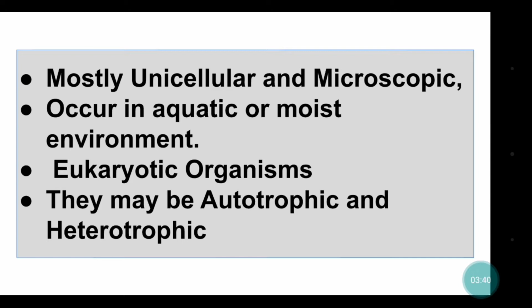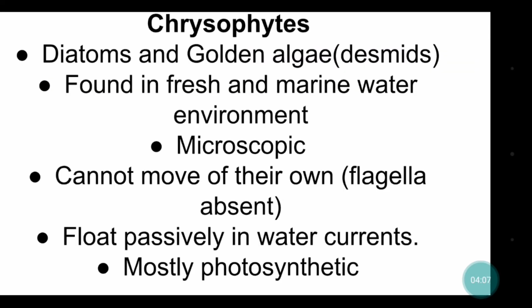And these all organisms are eukaryotic. They may be autotrophic and heterotrophic. They may be heterotrophic, and many of them are parasitic also, causes infections to the humans or any other organisms. You can see they are autotrophic too. So they have been grouped into different categories.